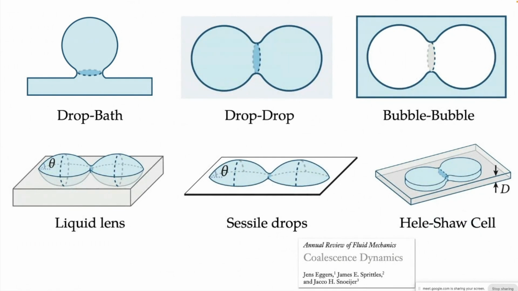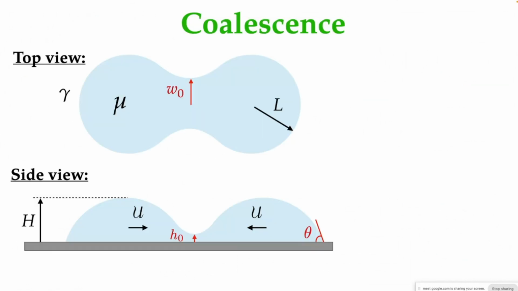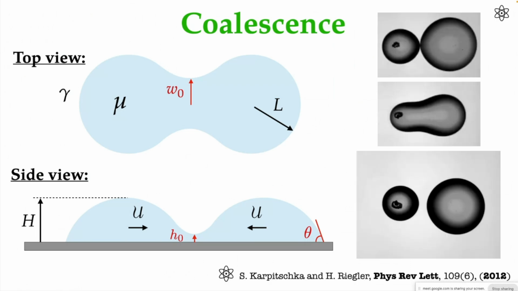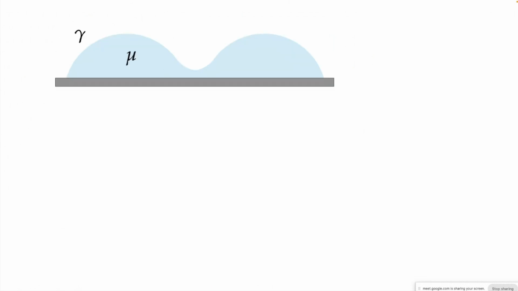But today we'll not talk about this drop-bath configuration, but we'll talk about this specific configuration, which is the sessile drop configuration. What I mean by sessile drop configuration is basically you have 2 drops. You can see the top view and the side view. These drops come together, form a liquid bridge, and then they merge into one single drop. It's very easy to visualize. Experiments clearly show that it comes together, forms a bridge, and then it merges into one.